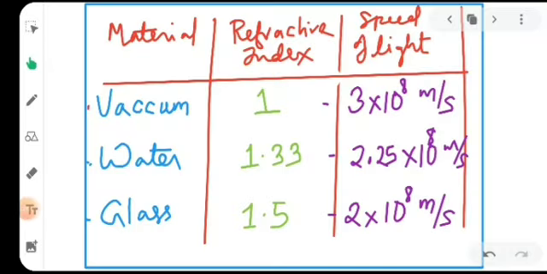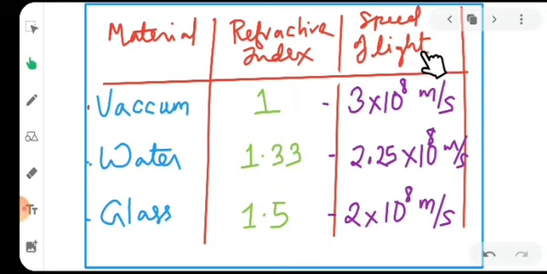Over here I have made a chart, a table which shows a few patterns. I have given the material, we have vacuum. See, vacuum is actually not a material, but it is just a reference medium. And we have water, and we have glass, and I have arranged them in accordance to their increasing value of refractive index. So vacuum has a standard refractive index of 1. Water has a refractive index of 1.33, and that of glass is 1.5.